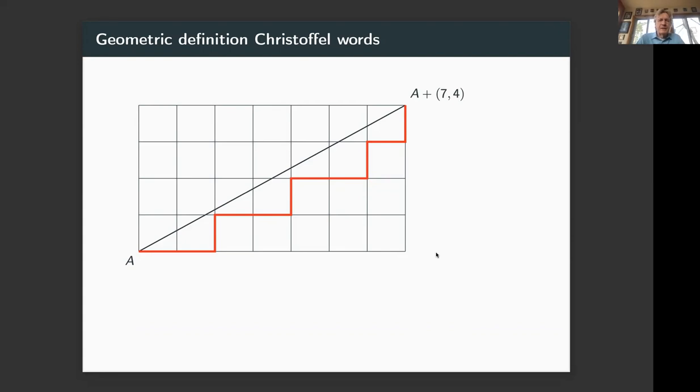This red path, you can code it by letters. A is for the east steps and B is for the north steps. Then you obtain what's called the lower Christoffel word. We will forget "lower" from now on. So you can see the two first A's, for instance, correspond to the two first east steps: A, B, A, A, B, A, A, B, A, B.